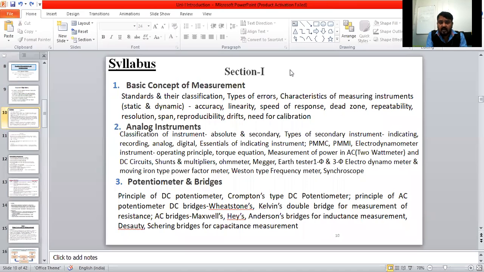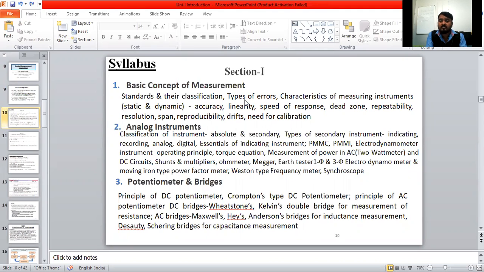That is the standard. It may be an industrial standard, national standard, primary standard, secondary standard, or international standard. Like that, we have classified the standards. If we have the standard value and we measure a value, and the standard value equals the measured value, then 100% accuracy is there. If the standard value is not equal to the measured value, then we can say some errors are there. Those errors we are going to discuss.